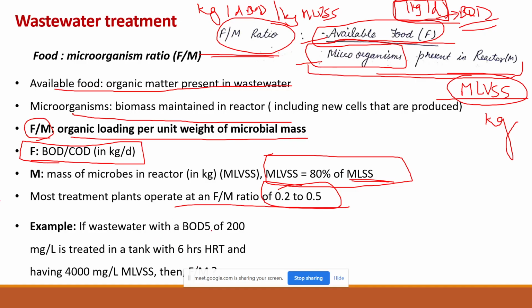Correct? Now we have an example. If wastewater with a BOD of 200 mg per liter is treated in a tank with 6 hours HRT and having 4000 mg per liter MLVSS, then F by M ratio will be what? Right?